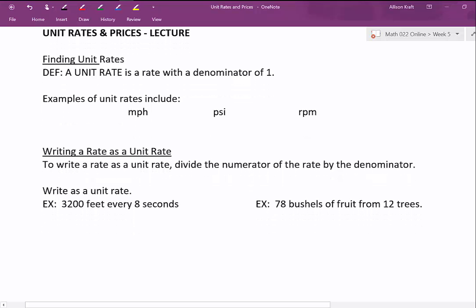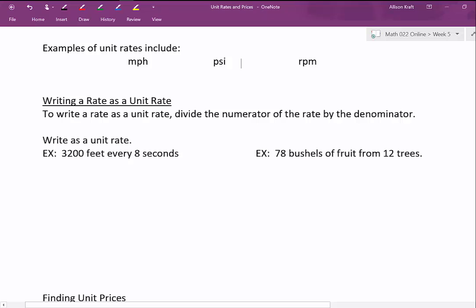To write a rate as a unit rate, you're going to divide the numerator by the denominator. Previously, we just simplified the numerator and the denominator. We didn't want to have decimals. Here, we're going to force our denominator to be 1 by dividing. If we end up with a decimal, that's just fine.